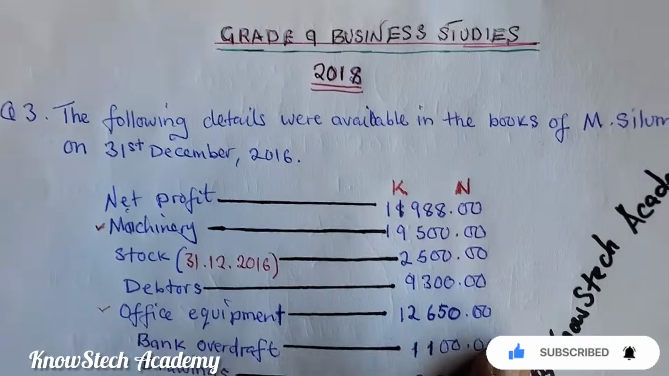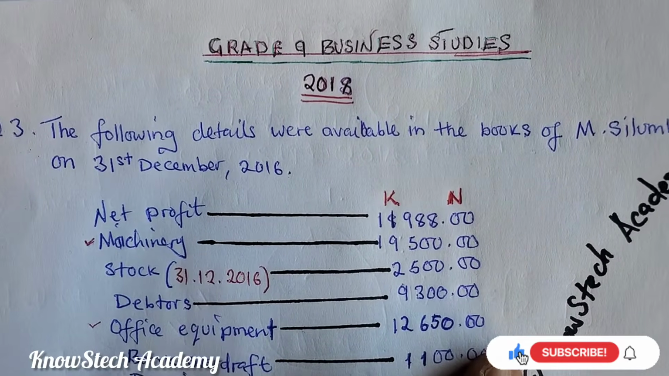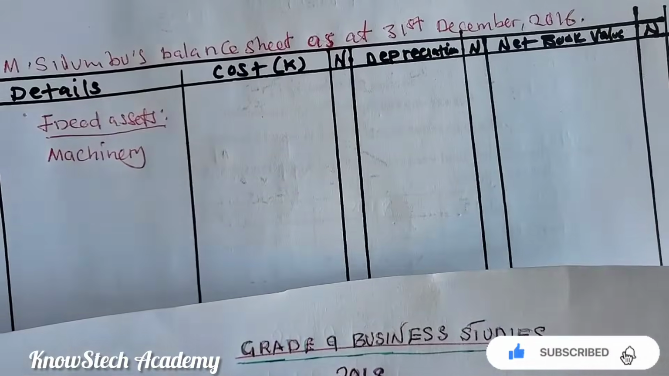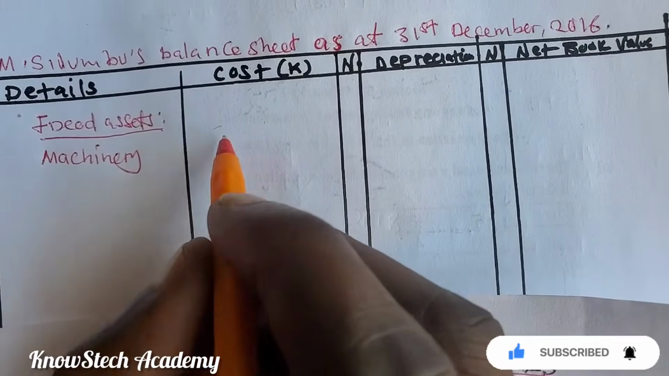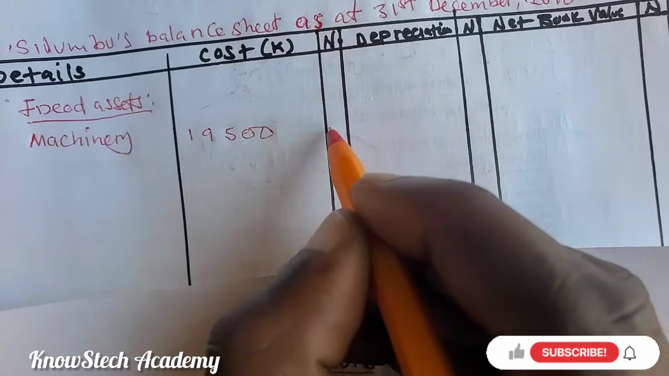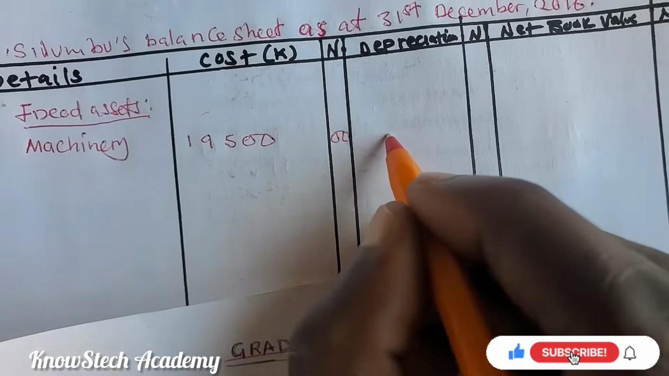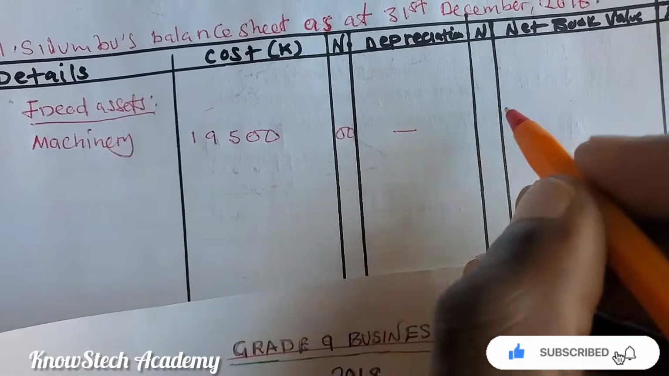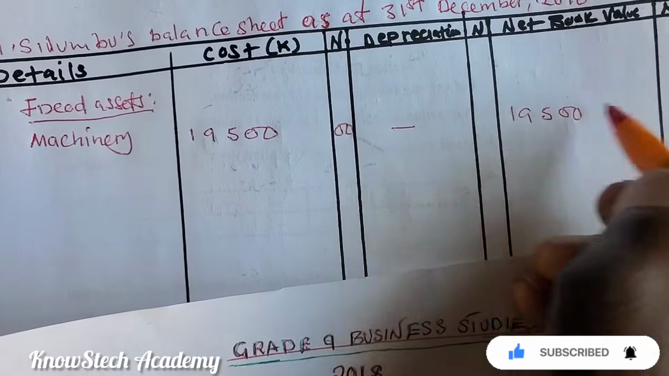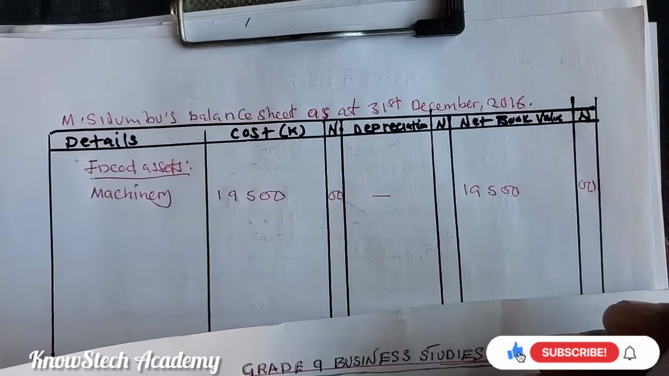The cost of this machinery is 19,500. As you can see, it is 19,000, 500, 00 Ngwe. So in the cost column, we're going to write 19,500, 00 Ngwe. Was there a loss in value? No, so no loss in value. We're going to write the same amount this side, 19,500, 00 Ngwe.